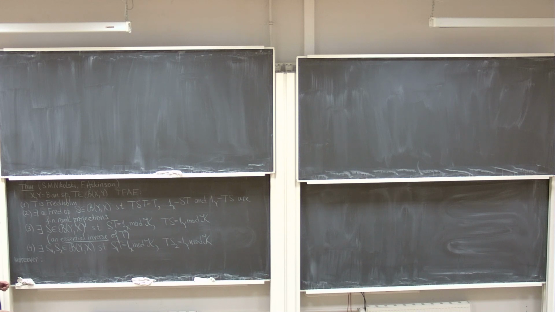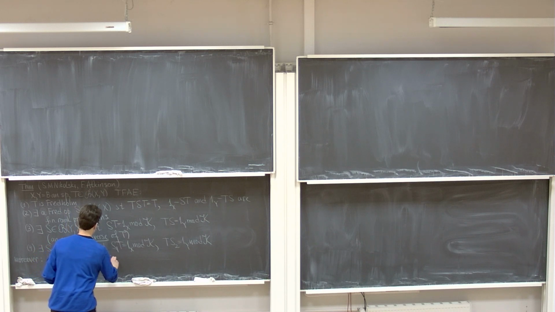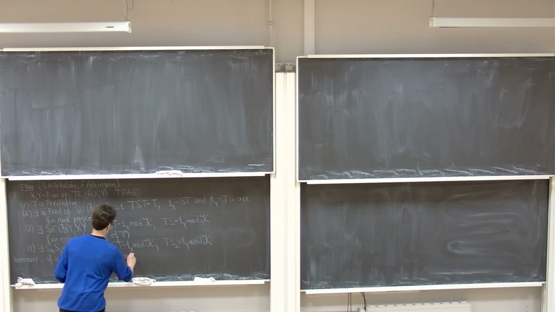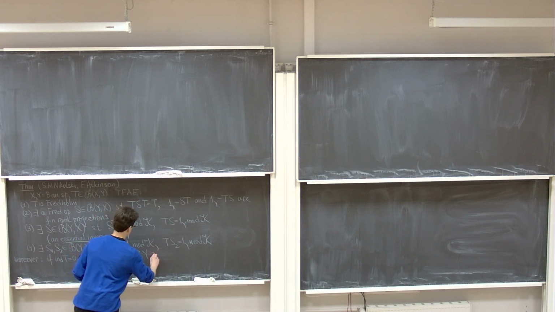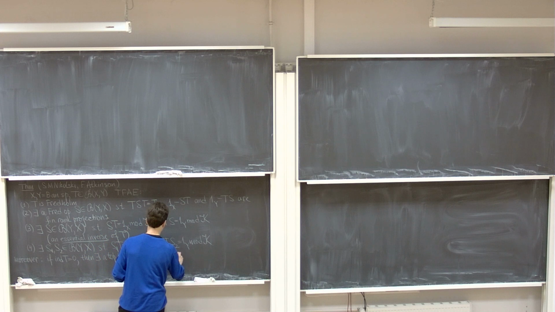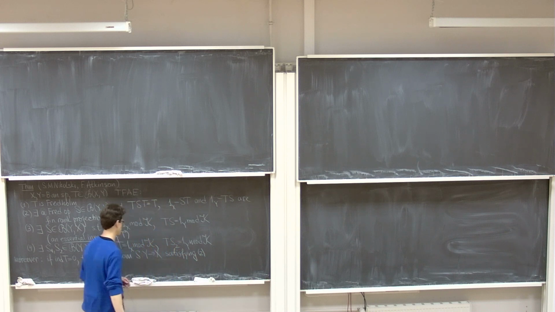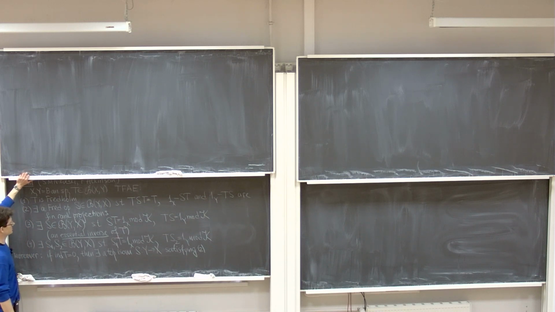Namely, if T is Fredholm and the index of T is 0, then we can find a topological isomorphism S from Y to X satisfying condition 2. This is precisely the part of this theorem which is due to Nikolsky. And in the general case, the theorem is due to Atkinson.